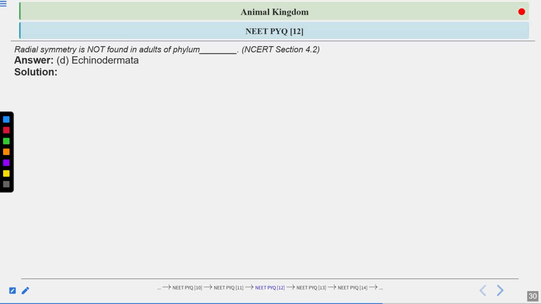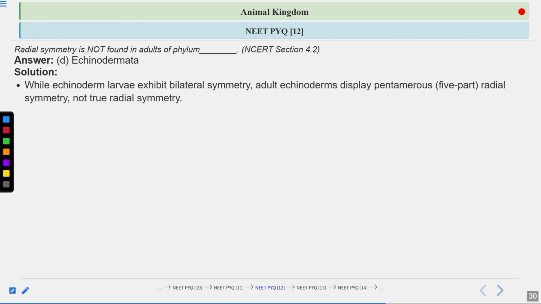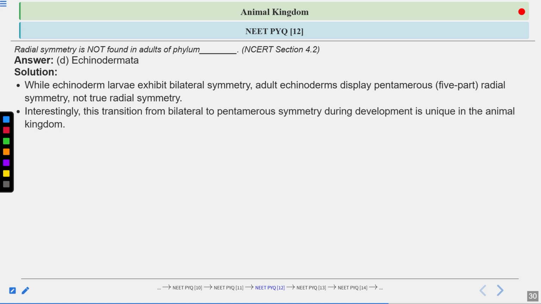Radial symmetry is not found in the adults of phylum Echinodermata. While echinoderm larvae exhibit bilateral symmetry, the adult echinoderms display pentamerous, five-part radial symmetry, not true radial symmetry. Interestingly, the transition from bilateral to pentamerous symmetry is unique in the animal kingdom. This is a very unique feature of the animal kingdom.